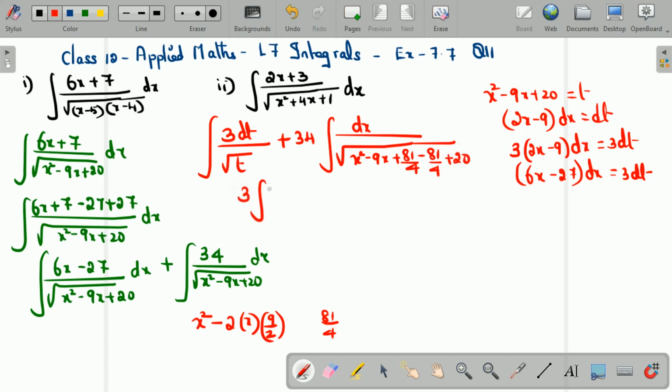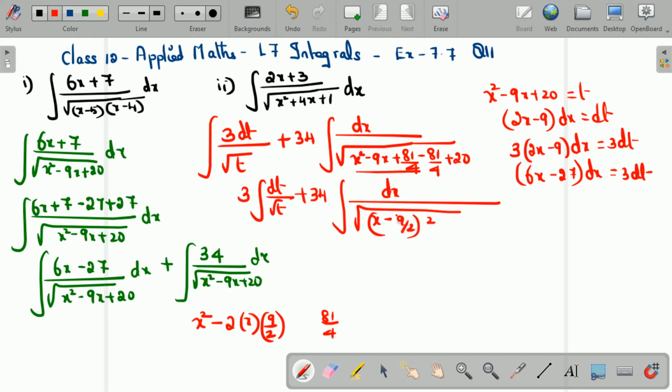Now this I'm going to take the 3 outside. So 3 into integral of dt divided by root t plus 34 integral dx divided by, now this part will get completed, so root of (x minus 9 by 2) the whole squared. So all this part will be replaced with (x minus 9 by 2) the whole square. Now let's work on minus 81 by 4 plus 20. You take LCM, it is minus 81 plus 80 by 4, which means it's minus 1 by 4. Now let's apply the formula.